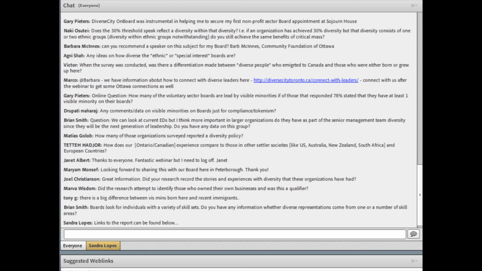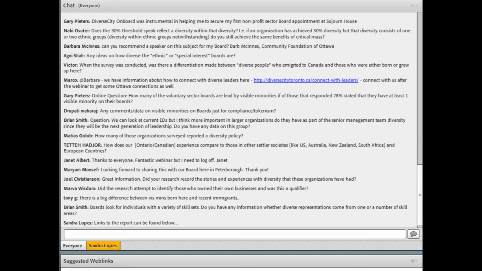Brian Smith, hello Brian, asks a question about a variety of skill sets that boards need, and do we have information whether diverse representations come from one or a number of skill areas. I'm going to just answer the question, if I may, from what we know of our 1,500 database of ready, willing, able candidates. There's, of course, always, especially with visible minority candidates, an oversupply in the financial services and financial acumen and fiduciary responsibility, as well as a lot of lawyers who are on this list. But in addition, we ask for strategic planning, fundraising, stakeholder management, community development, human resources, risk management, business, and general governance skills. So do go on our website.